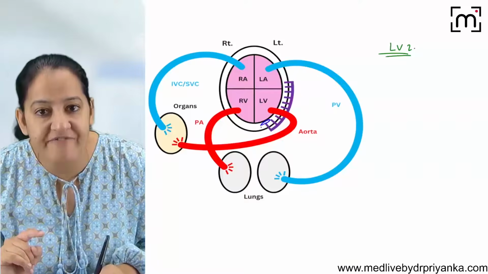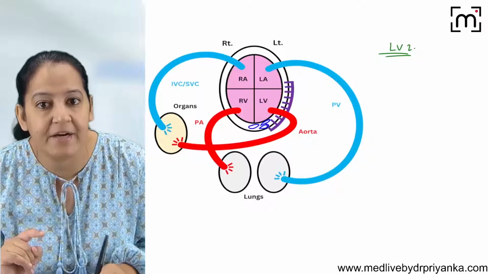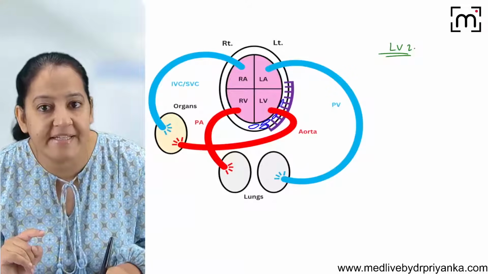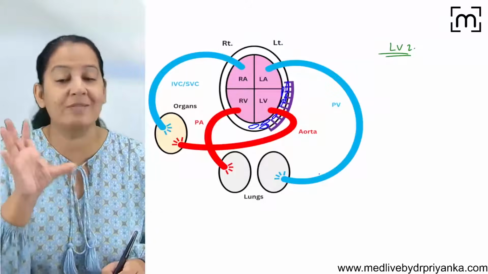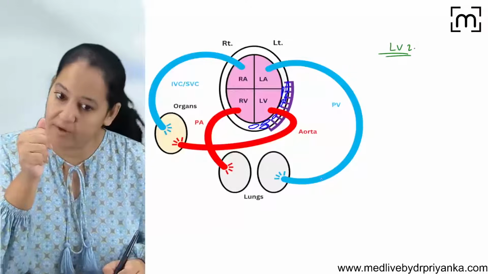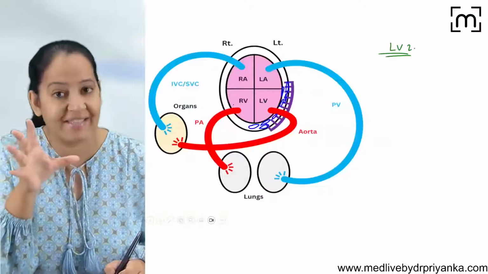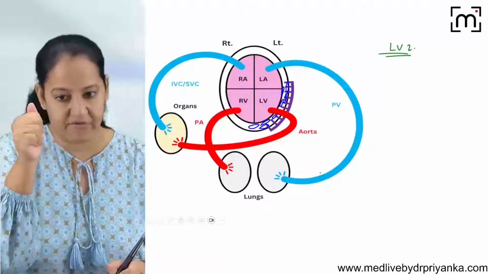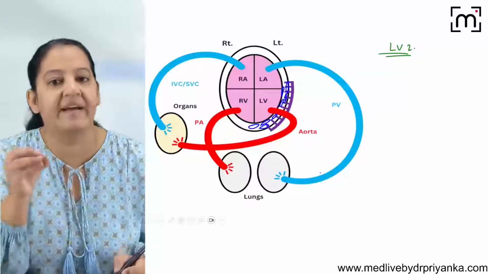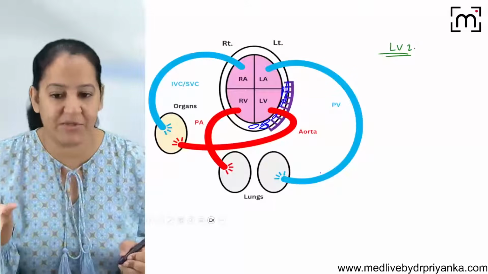In the wall of the left ventricle, there are cells. These are known as cardiomyocytes. These are the myocardial cells. When they contract, systole occurs, and when they relax, diastole occurs. So when these cells are contracting, the left ventricle is contracting, and when these muscles are relaxing, the left ventricle is relaxing. That is when diastole occurs.